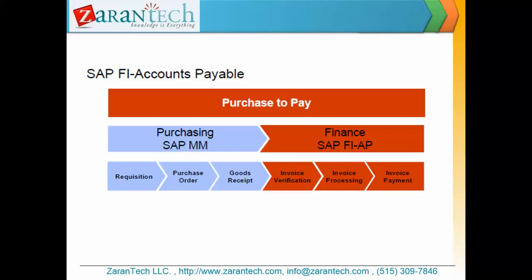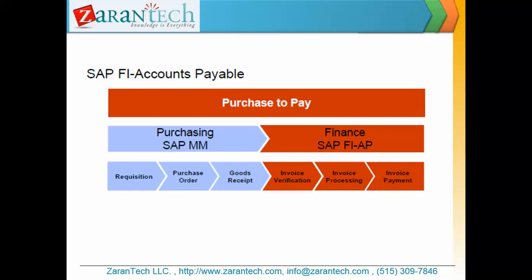In procure to pay, there are two modules involved: the integration of SAP MM and SAP FICO accounts payables. The process starts from requisition. So we create a purchase requisition. Then after the approval process, we create the purchase order. This purchase order is sent to the vendor and we will receive the goods. Up to here, this is part of the purchasing department or part of the SAP MM module.